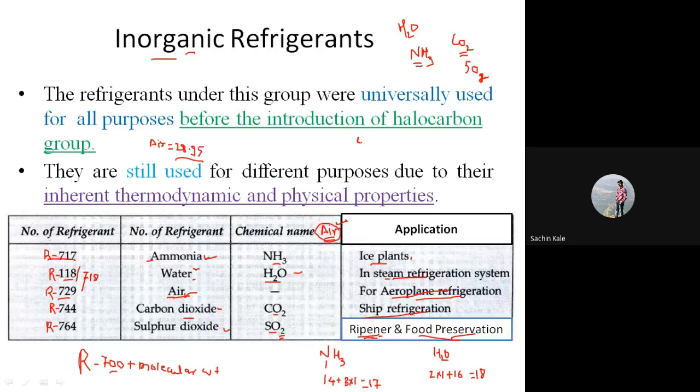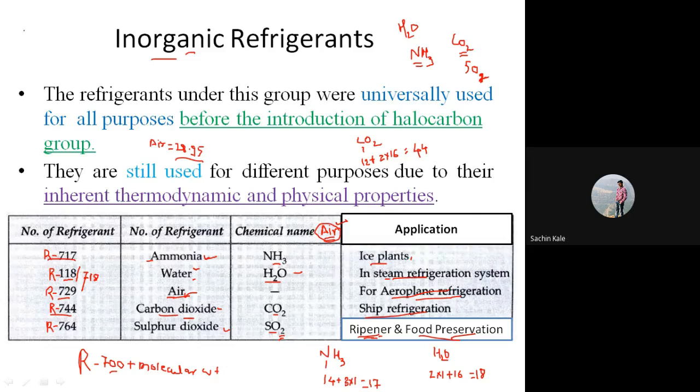Then what about carbon dioxide, CO2? What about the molecular weight of carbon? Can anyone tell me? You can write in the chat box. 12, correct. And oxygen will have the molecular weight of 16. As 2 oxygen atoms are there, that's why 2 into 16, that is 32, plus 12. That is nothing but 44. So 700 plus 44. So carbon dioxide will have the refrigerant number R744.